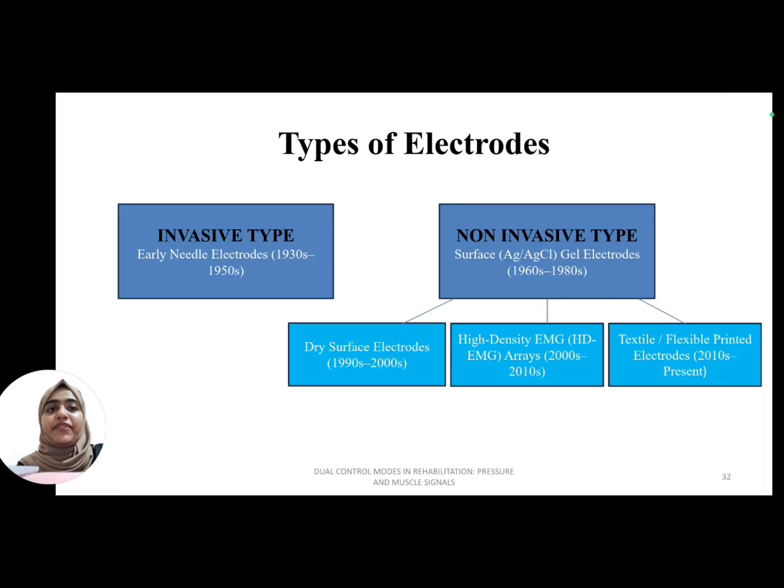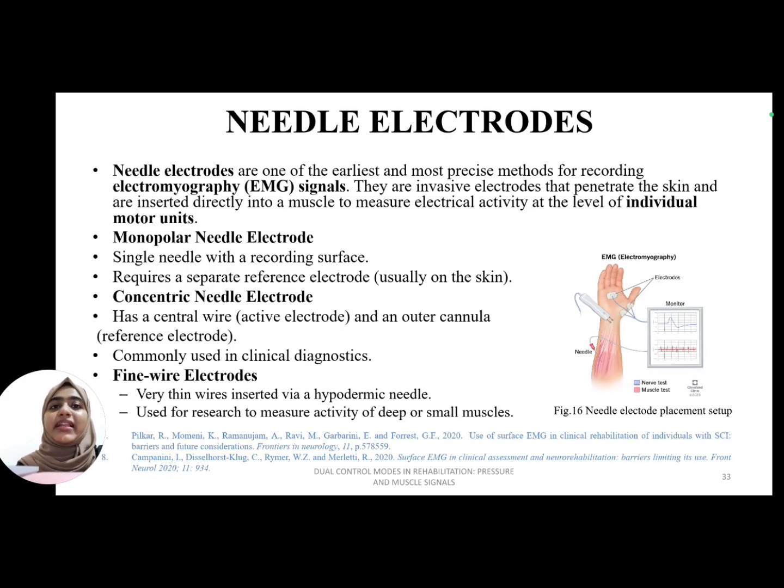These are the types of electrodes which are used for EMG acquisition. First one is invasive type and the other one is non-invasive type. As the name itself indicates, invasive type requires needle electrodes and non-invasive type requires surface electrodes. Non-invasive electrodes are again divided into three types: dry surface electrode, high density EMG, and textile or flexible printed electrodes. Needle electrodes are one of the earliest and most precise methods for recording EMG signals.